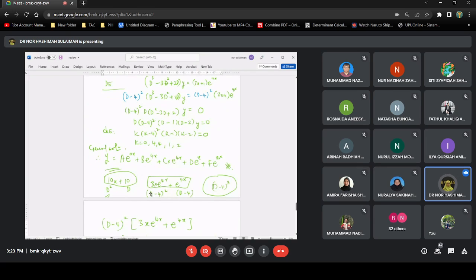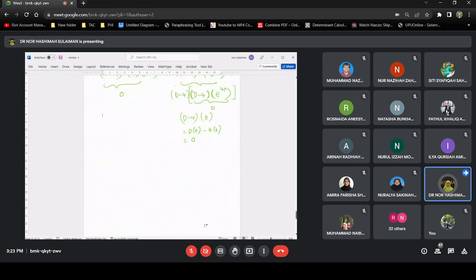Contohnya macam constant lah. Saya cerita tadi kan, kita ada 100 kan, 100 ke 1000. Katalah you nak differentiate the 100, you get 0. What if saya buat D kuasa 2 ataupun you take the second derivative of the same thing, the constant 100.